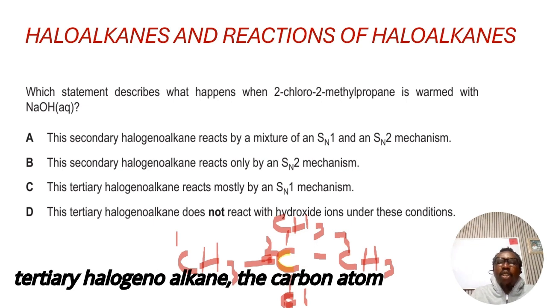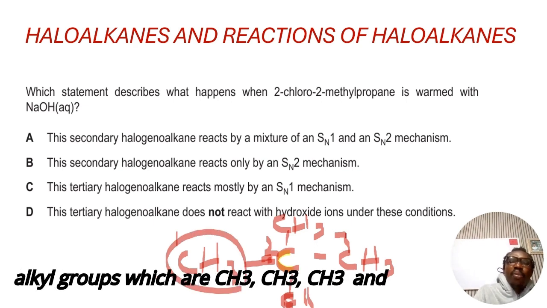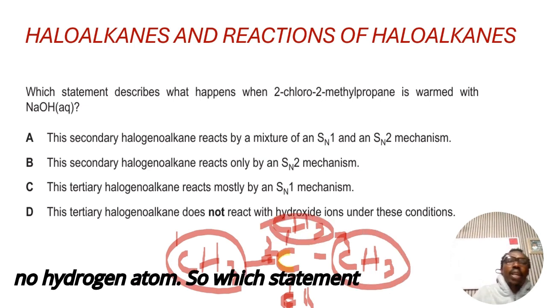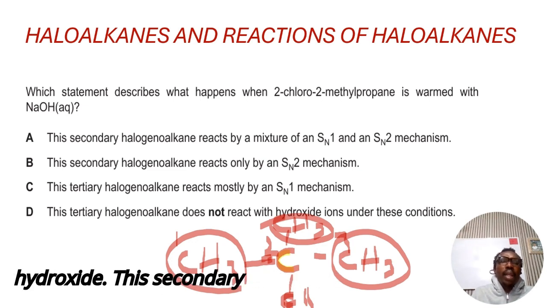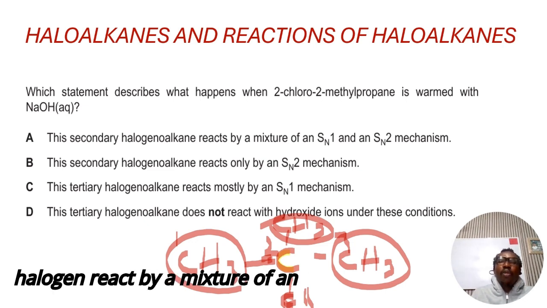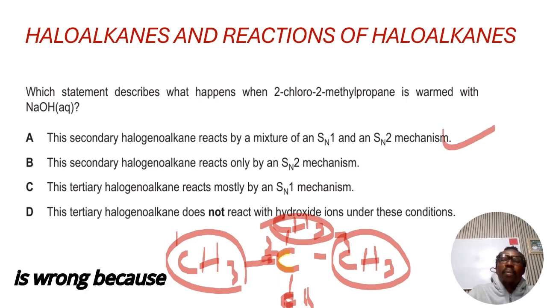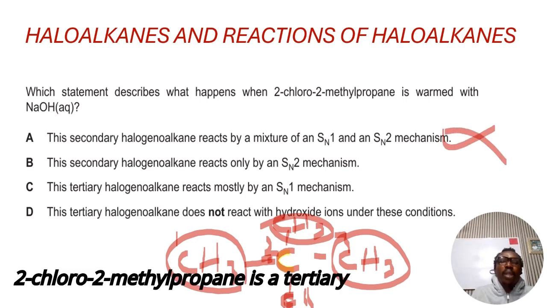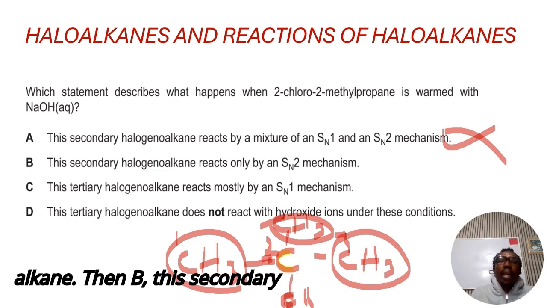In a tertiary halogenoalkane, the carbon atom bonded to the halogen is bonded to 3 alkyl groups, which are CH3, and no hydrogen atom. So which statement describes what happens when 2-chloro, 2-methylpropane is warmed with aqueous sodium hydroxide? A. This secondary halogenoalkane reacts by a mixture of an SN1 and SN2 mechanism. So A is wrong because 2-chloro, 2-methylpropane is a tertiary halogenoalkane, not a secondary halogenoalkane.